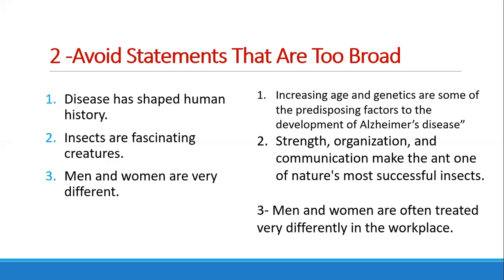"Men and women are very different." So instead of writing that, "men and women are often treated very differently in the workplace." So now when you are writing an essay about men and women and their treatment at the workplace, you can easily develop a three-paragraph or five-paragraph essay, like one introduction, three paragraphs, and one concluding paragraph, which revolves around the theme of men and women's different treatment at the workplace. Is that understood? Okay.